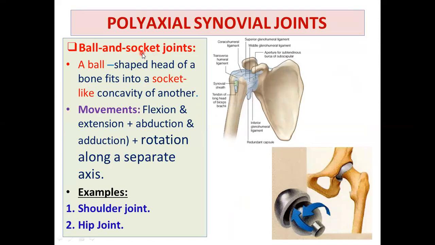Polyaxial synovial joints are ball and socket joints. There is a ball-shaped head of a bone that fits into the socket-like concavity of another bone. The movements include flexion, extension, abduction, and adduction, and rotation along a separate axis. The examples are the shoulder joint and the hip joint. This is an example of the shoulder joint. And in the hip joint, the ball-shaped head of one bone fits into the socket of another bone.